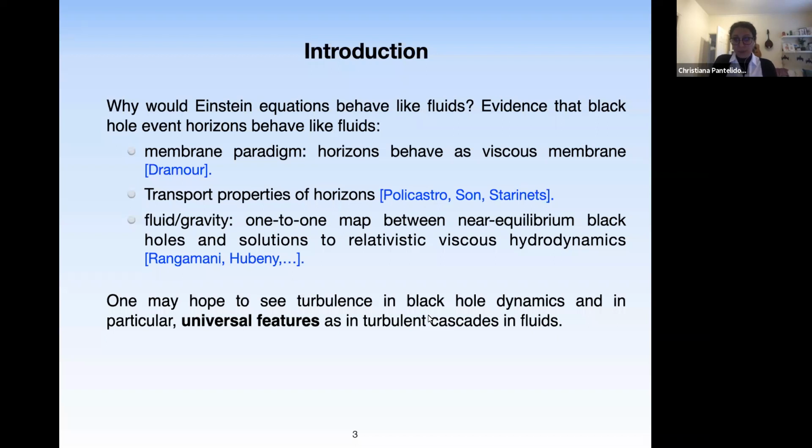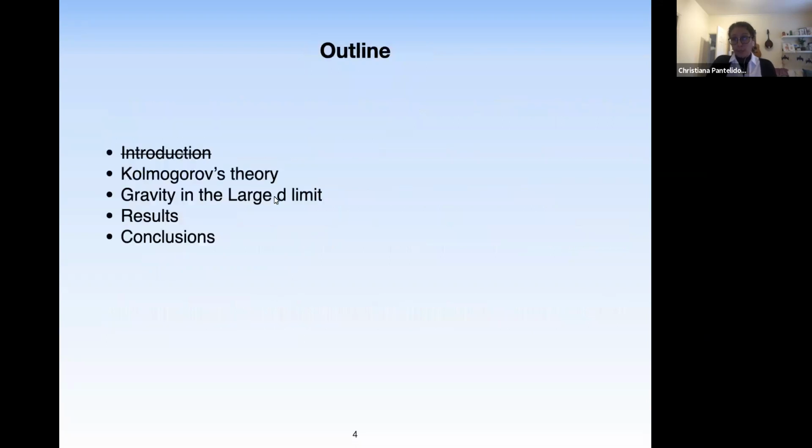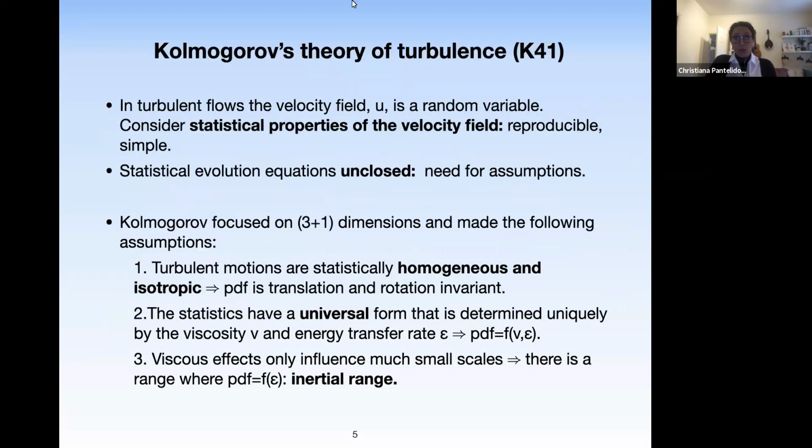But of course, I need to be a bit more specific about what I mean when I say universal features, like what power laws am I referring to and what observables. So in order to do that, I need to tell you a bit more about Kolmogorov's theory. Okay, so Kolmogorov introduced his theory in two very important papers that came out in 1941. And this is precisely why this theory is sometimes referred to as K41.